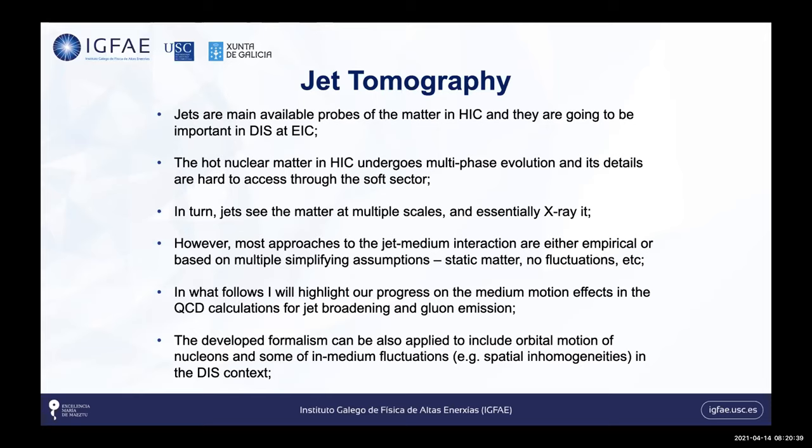I will try to show you how we are solving one of the problems on this path towards jet tomography, and particularly how we include medium motion effects into the calculation of energy loss, jet broadening, and gluon emission. And then I will try to argue that the same approach can be used to study, at least in principle, the orbital motion of nucleons and spatial inhomogeneities in DIS.